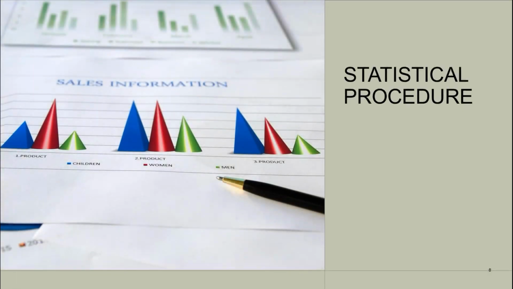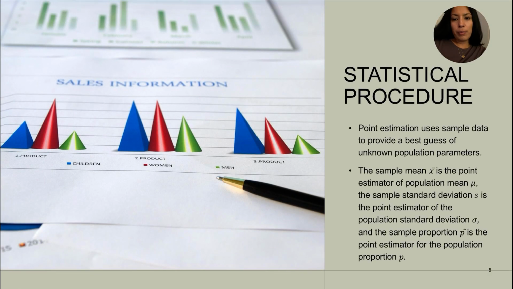Estimating points. Point estimation is a statistical procedure which uses sample data to provide best guesses of the population. The sample mean is the point estimator of the population mean. The sample standard deviation is the point estimator of the population standard deviation, and the sample proportion is the point estimator of the population proportion.